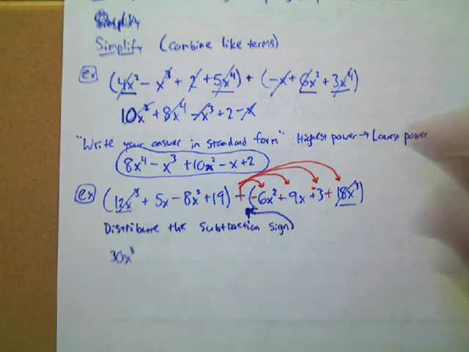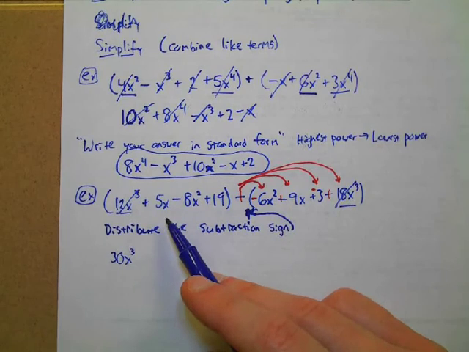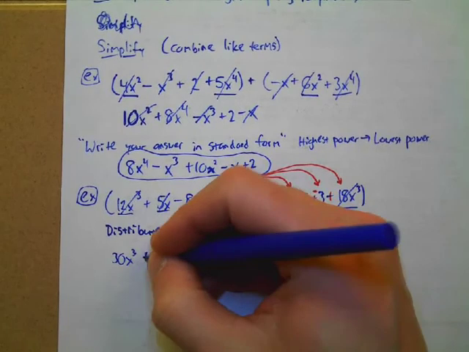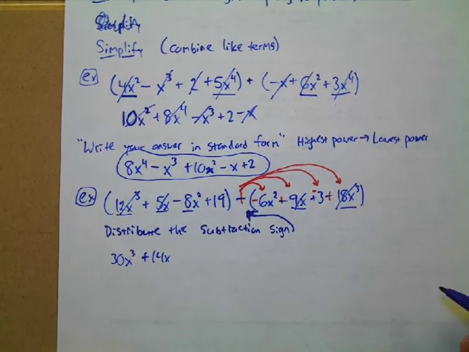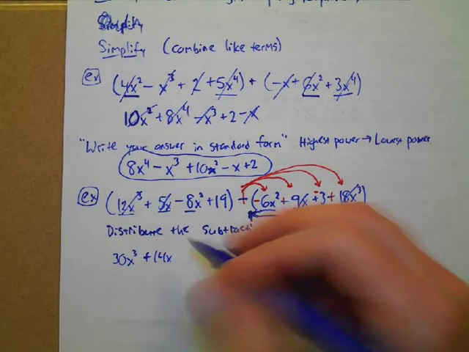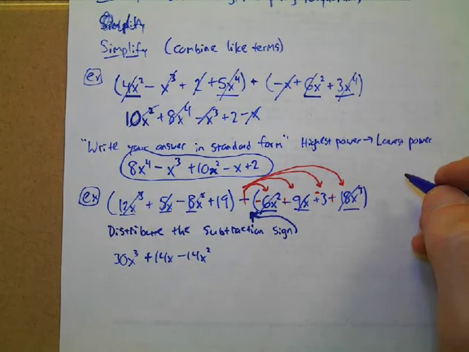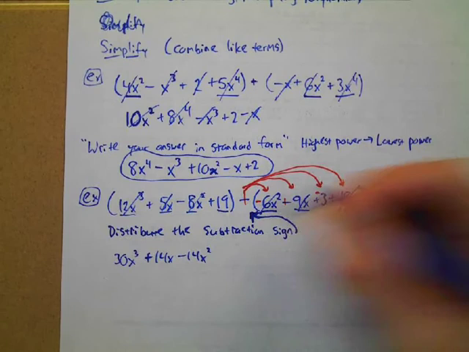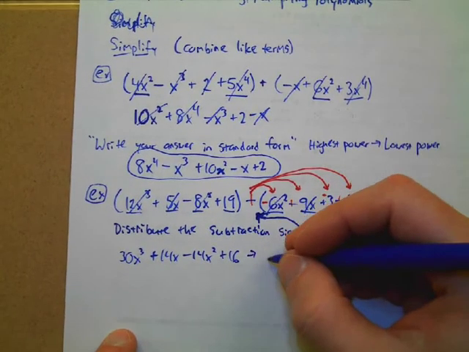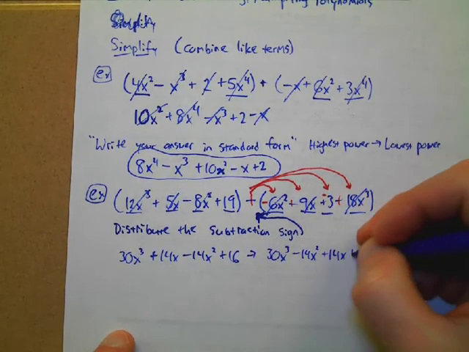Okay. And then how about the 5x? Is there anything like with the 5x there, Michael? Yeah, 5 and 9, so that makes 14. Okay. How about the minus 8x squared? Yeah, negative 6x squared. So negative 8 and negative 6 makes negative 14x squared. Okay, anything else like? The 19. Yeah, 19 and negative 3 makes a positive 16. Okay, so there it is. And again, I'm going to rewrite this in standard form. So 30x to the third minus 14x squared plus 14x plus 16.